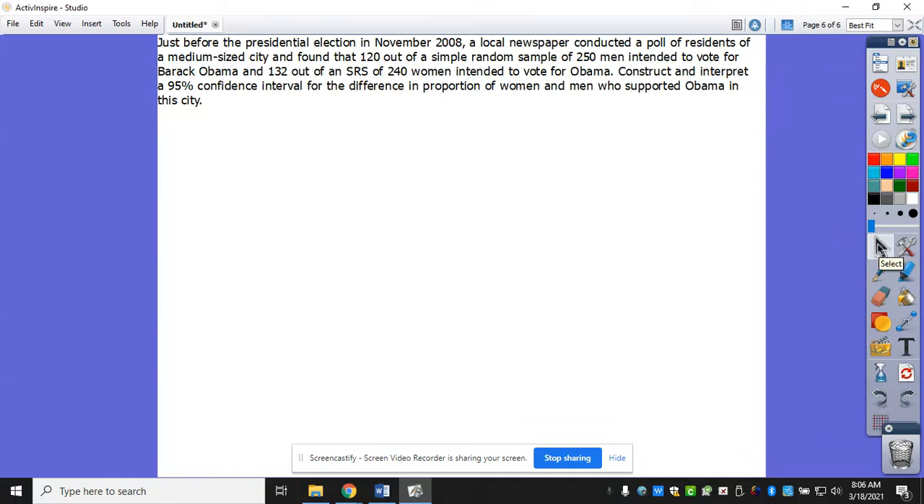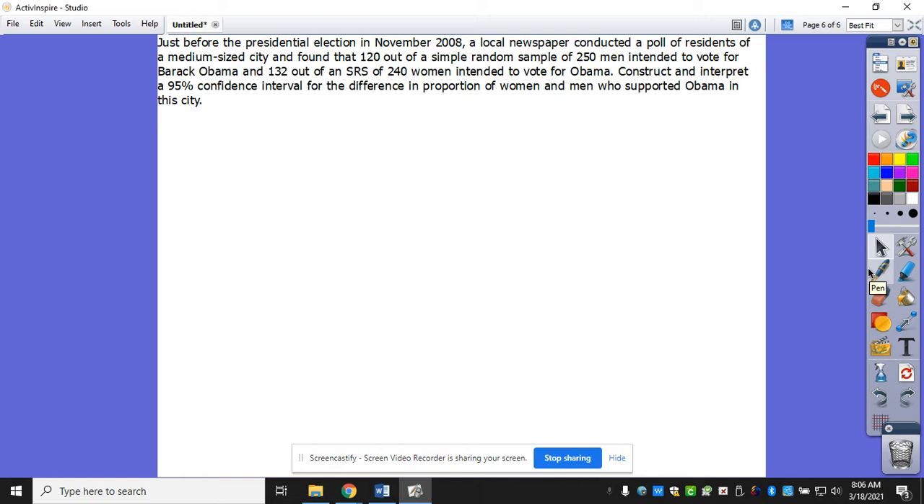I'm going to go ahead and do an example problem for a two-sample Z interval for difference in proportions. For the presidential election in November 2009, a local newspaper conducted a poll of residents in a medium-sized city and found 120 of a simple random sample of 250 men intended to vote for Barack Obama and 132 out of a simple random sample of 240 women intended to vote for Obama. Construct and interpret a confidence interval for the difference in proportion of men and women who supported Obama in this city. So I'm going to go straight into state.